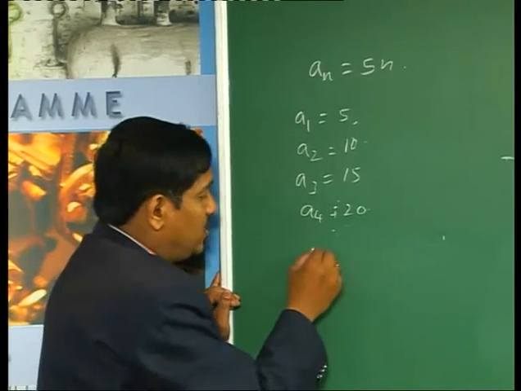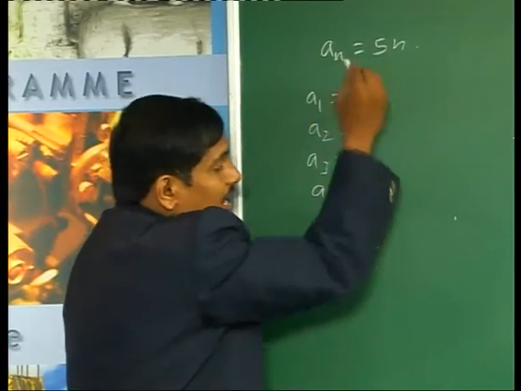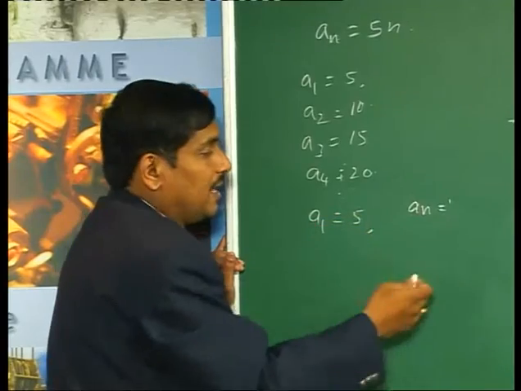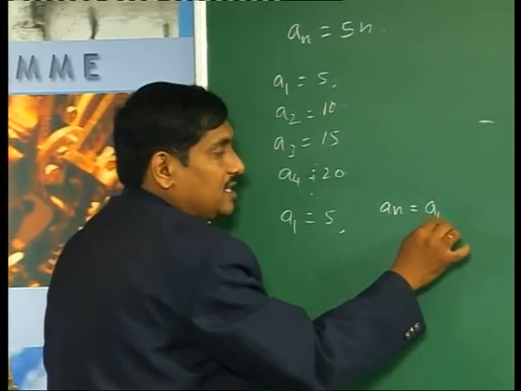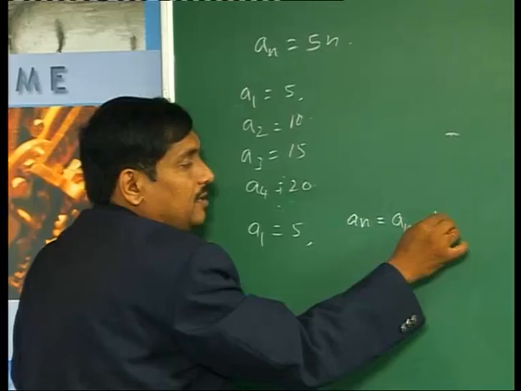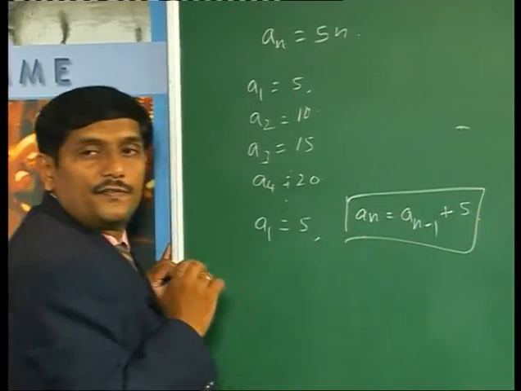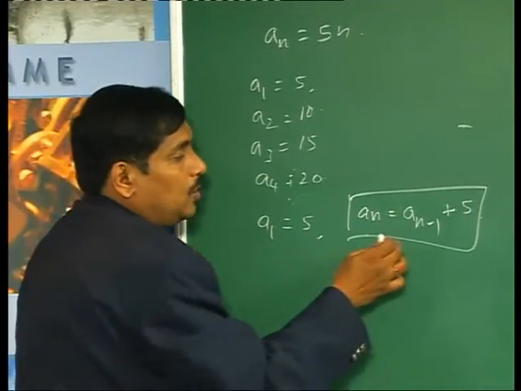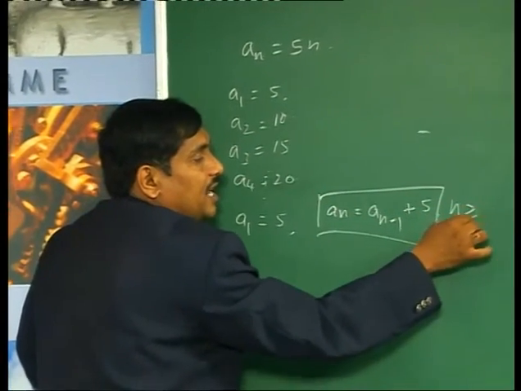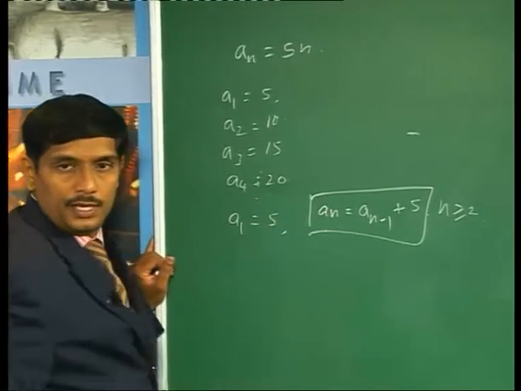Then we can write a1 equals 5, and a n can be represented as a n minus 1 plus 5. This is the recursive formula for that, and since we already put the first term, n is greater than or equal to 2. This is the recursive function.